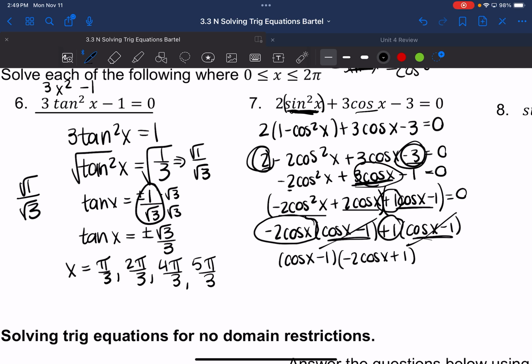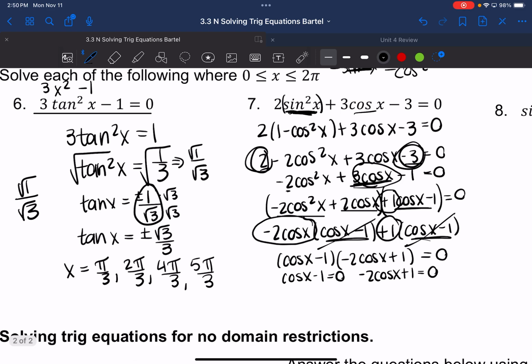Okay, so now that I have my 2 factors, guys, how do I solve a factor? Exactly. So I'm just going to take my 2 factors, set them equal to 0. So I'd have cosine of x minus 1 equals 0, and negative 2 cosine of x plus 1 equals 0. So if I want to solve cosine minus 1, all I have to do is add 1, right? And I'm left with cosine of x equals 1.